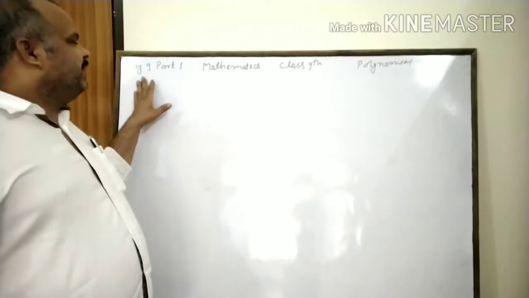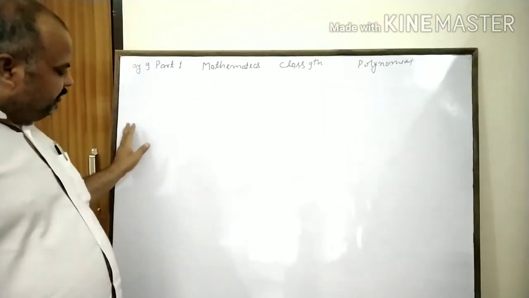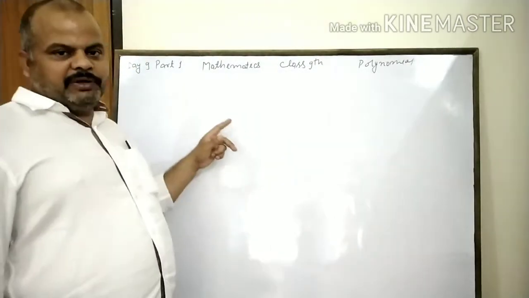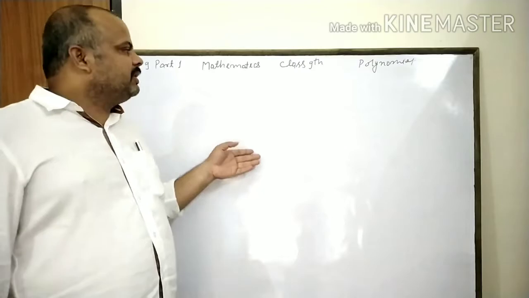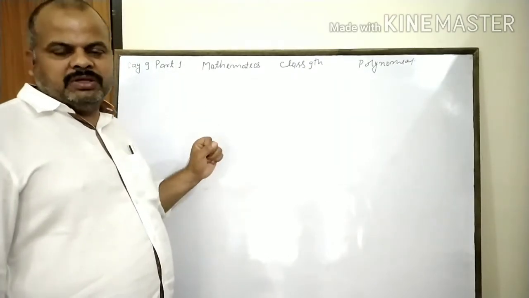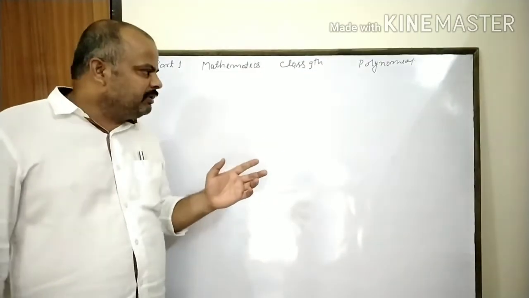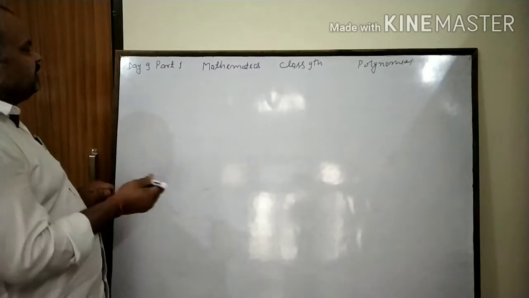Today is day 9 part 1 and our chapter is polynomial. Before this class you already discussed exercise 2.1 and 2.2. These exercises are related to the previous definitions and rules which are already given in the notes as well as in our video class. Clear? Now today we discuss the remainder theorem.